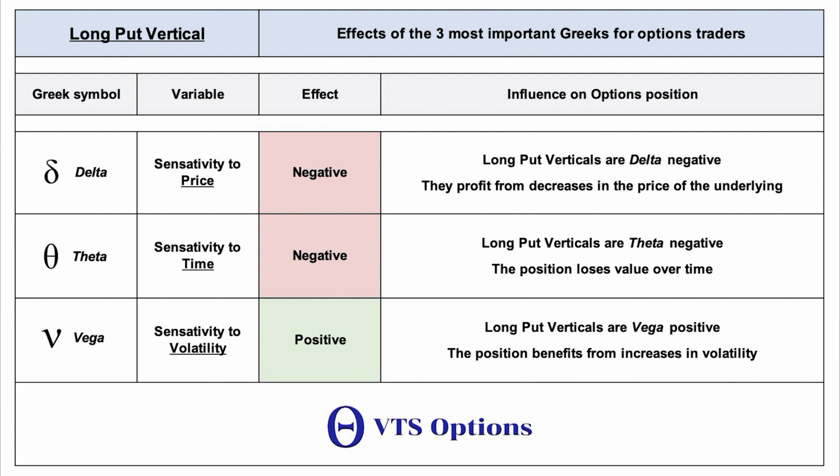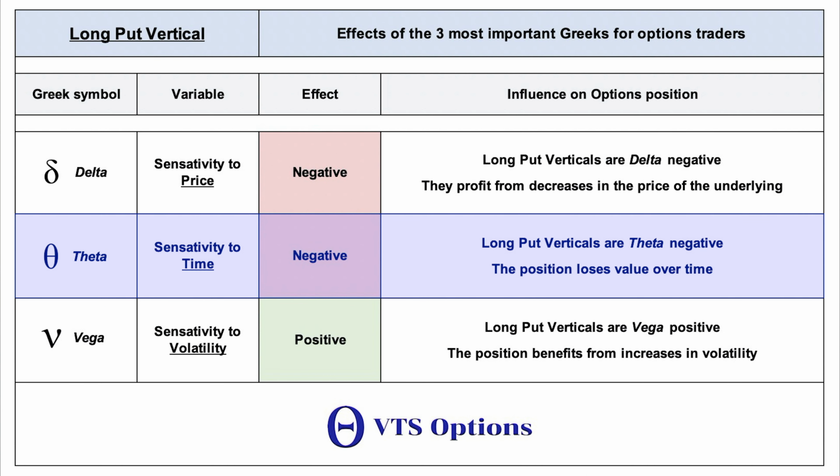But first, we have to talk about the three main option Greeks affecting this trade. The Greeks are statistical values that provide us a way to measure the sensitivity of an option's value with respect to other factors. There's many of these, but we really only care about three of them. Delta is an option sensitivity to price. Long put verticals are delta negative, meaning they profit from decreases in the price of the underlying. Whatever we're trading here, it's a bearish trade and we want the price to go down, so it's delta negative.